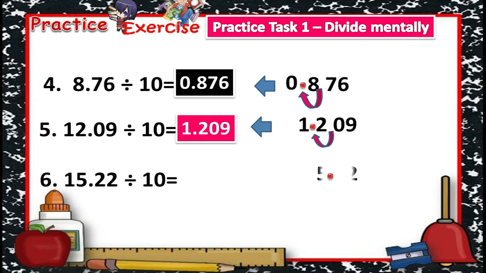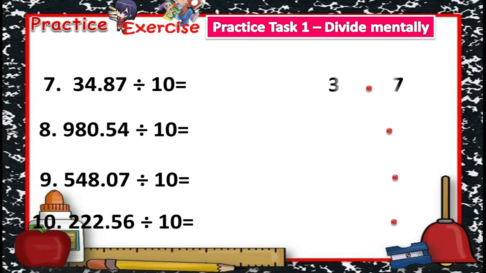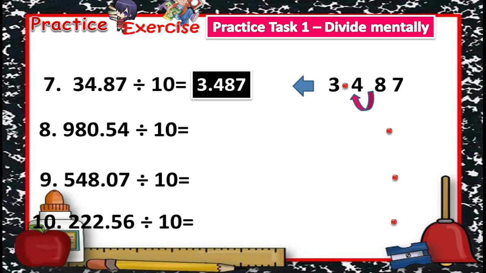For number 6, 5 and 22 hundredths divide by 10. Move 1 to the left. Here is the decimal point. And then, copy 1. Okay, the answer is 1 and 522 thousandths. For number 7, 34 and 87 hundredths divide by 10. Move 1 place to the left. So the answer is 3 and 487 thousandths.